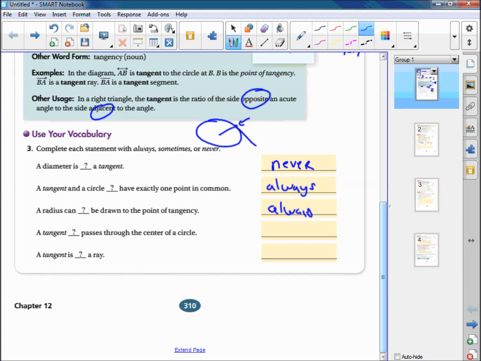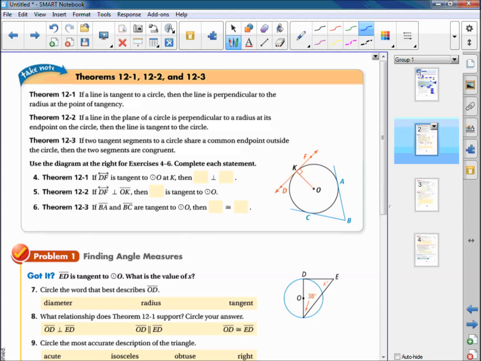A tangent never passes through the center of the circle. Remember, a tangent only touches the circle at one place, even if you extend it forever. And a tangent is a ray. This is going to be sometimes. A tangent could be, remember, a segment, a ray, or a line. All right, let's flip it over and check out our second page.